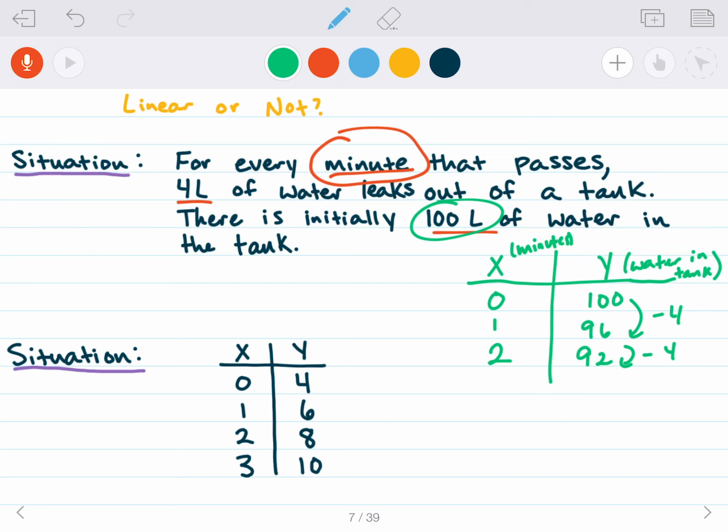So this is linear because as x increases by 1, as the minutes go by, a set amount is being taken away, right? So as a minute goes by, 4 liters is being leaked out of the tank. So that is definitely linear, yeah.